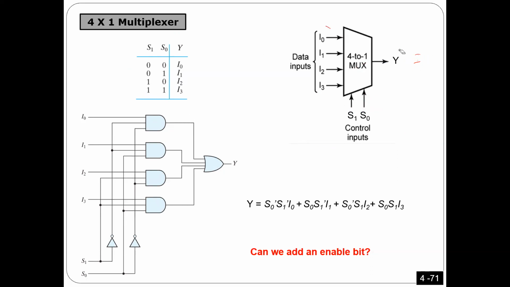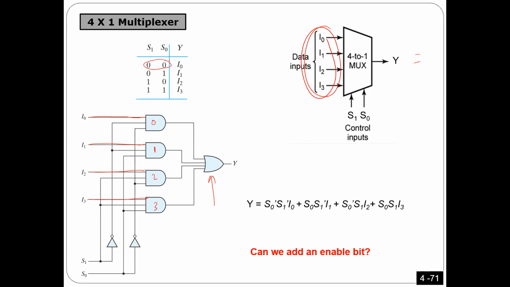Now you have 4 inputs. How many ANDs do I need? I need 4 ANDs, one AND for each, and then everything connected using OR. This is number 1, number 2. So this is the AND for 0, this is the AND for 1, for 2, for 3. That's why you can see here the input is I0, the input here is I1, the input here is I2, and the input here is I3. Anything else is similar to a decoder.